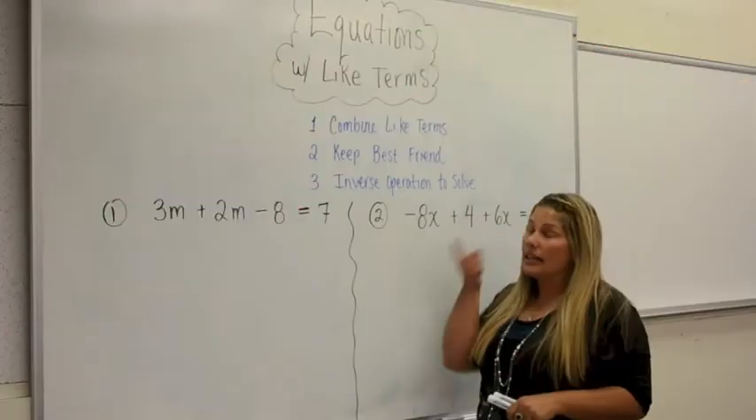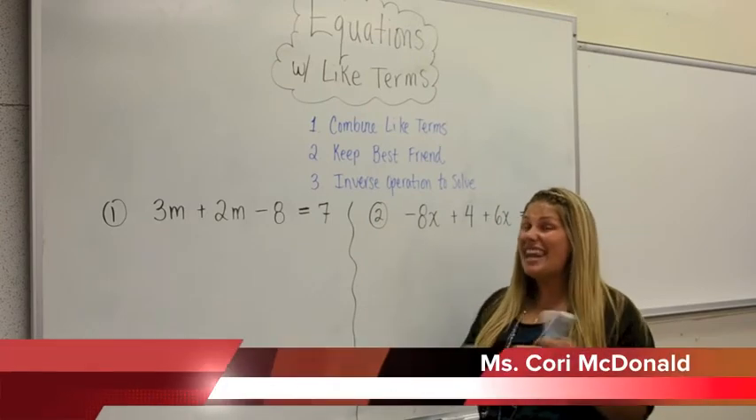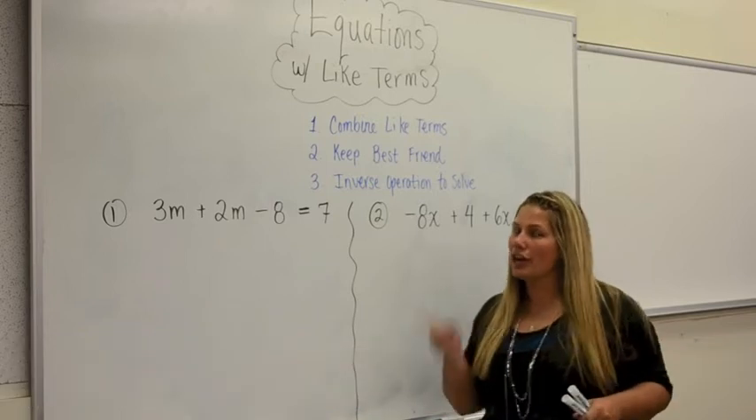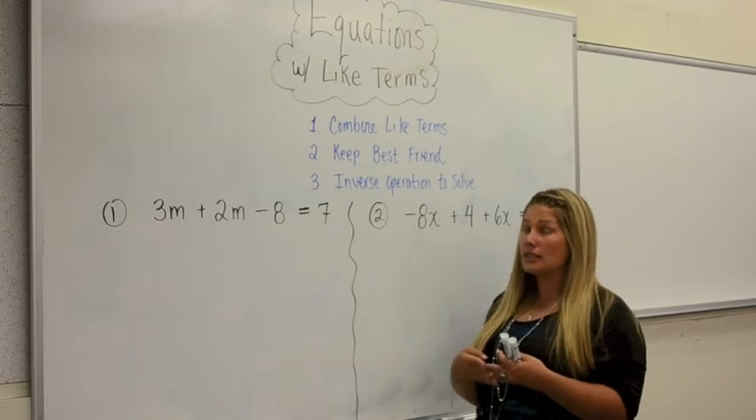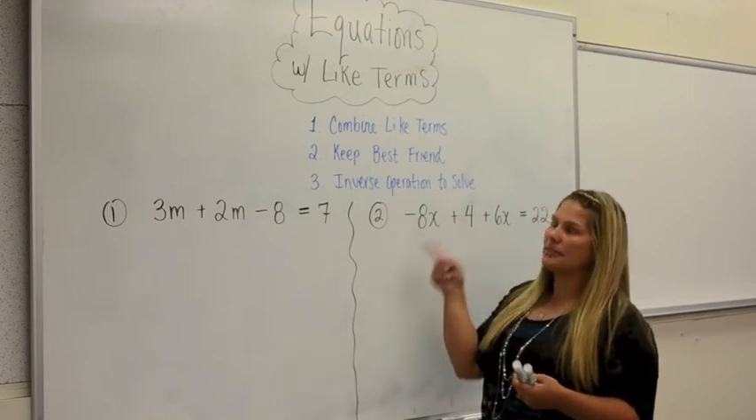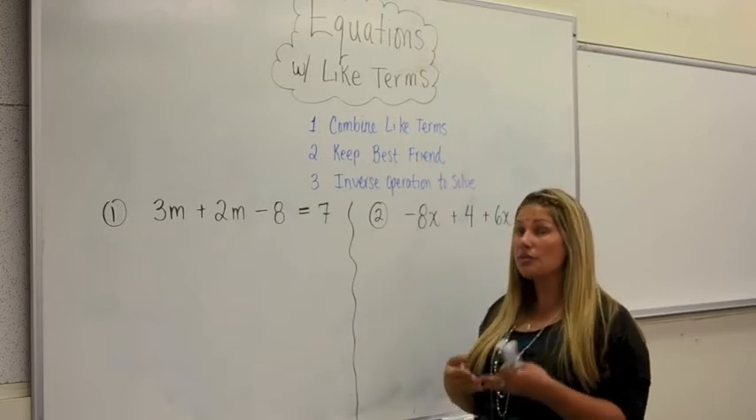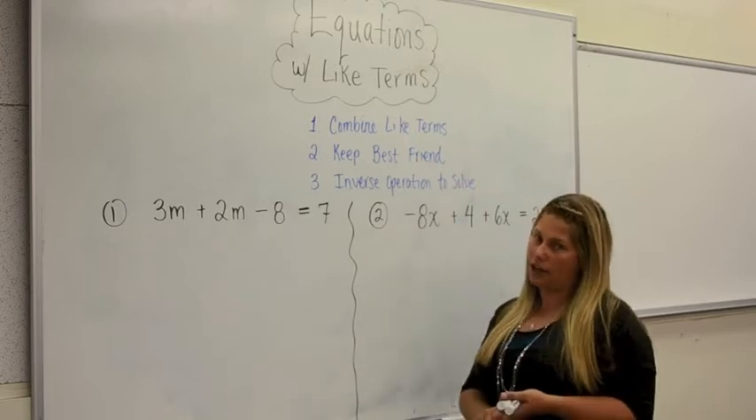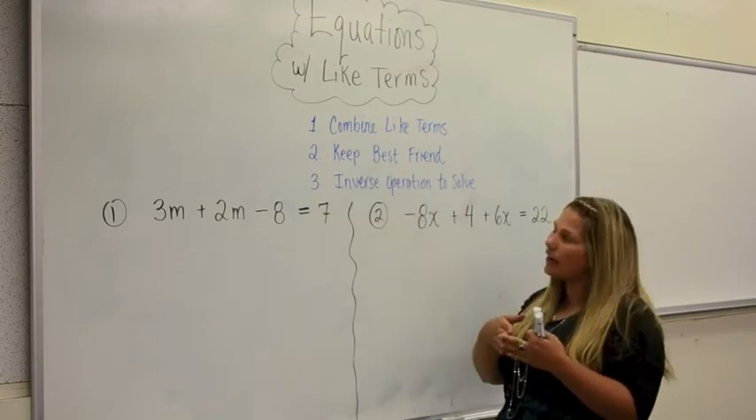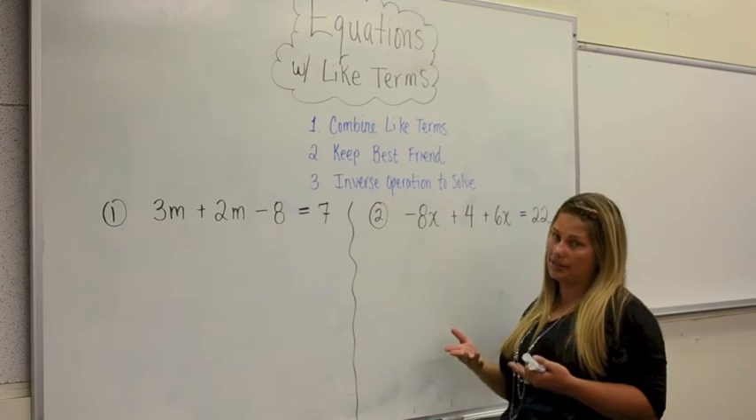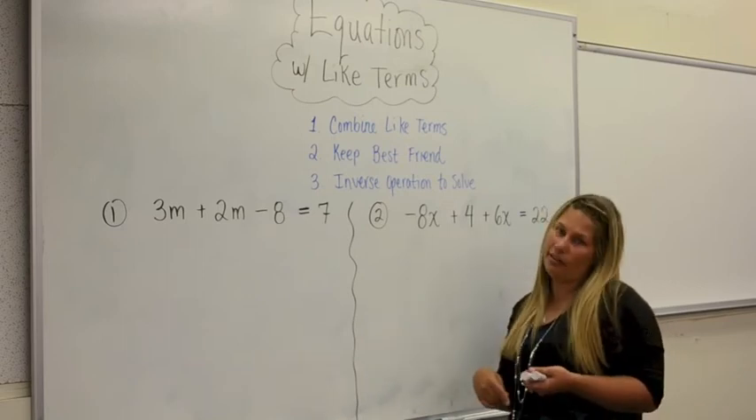For this next unit, equations with like terms, really at this point, nothing is new as long as you've done the work up until this point. All we're doing is combining a few things we already learned. So the steps to solve these problems are, first of all, we have to combine the like terms, which if you remember, we did a few lessons ago. Then we have to keep the best friend until the very end and use inverse operation to solve. None of that's new, it's just combining stuff we already learned.